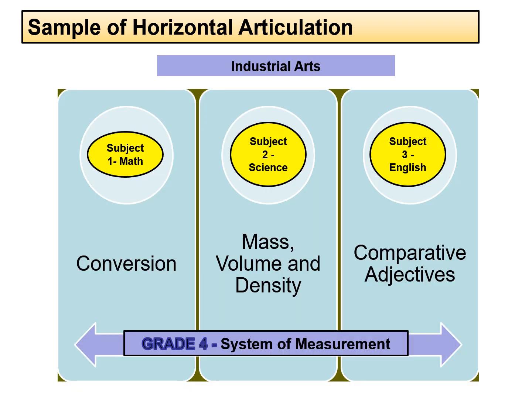Okay, so this one is an example of horizontal articulation. For example, in level 4 or grade 4, the topic in industrial arts is system of measurement. For the students to better understand the topic, the teacher will ask the other teachers from other subjects to integrate. Okay, that is to boost understanding, to have a better understanding of the topic.